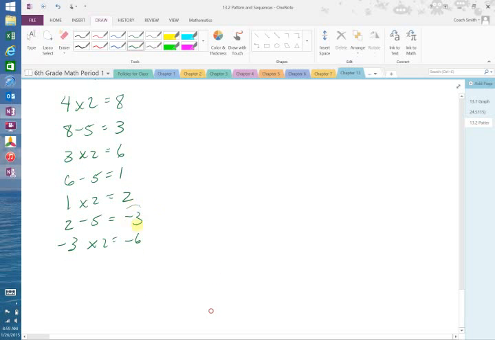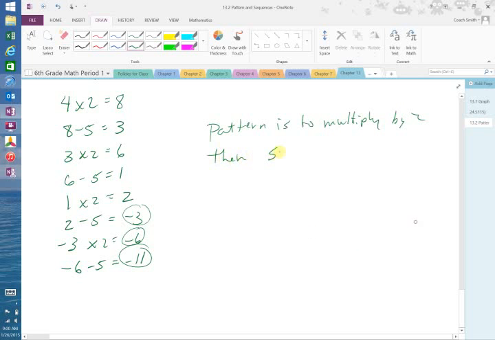So there's one number, two numbers. I take negative 6 minus 5 equal negative 11. And there's your three numbers. Negative 3, negative 6, negative 11. And once again, the pattern was multiply by 2, then subtract 5 from that number.